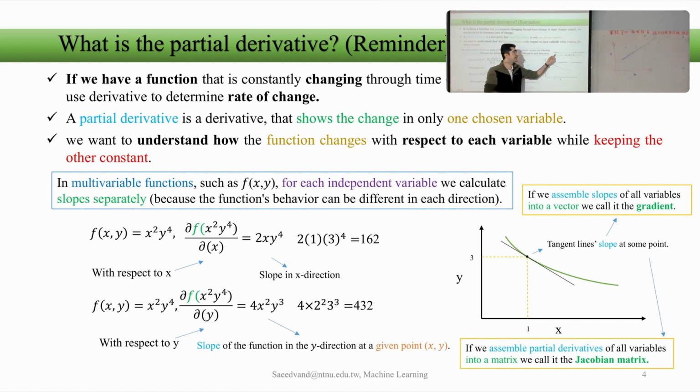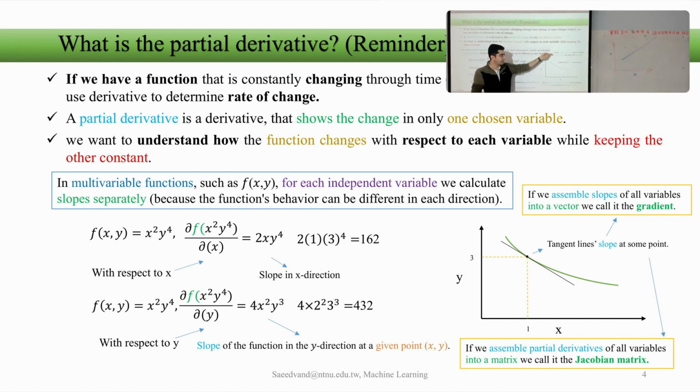So we say, okay, if we assemble the slopes of all variables into a vector, we call it the gradient. When you have a function, you can calculate partial derivatives with respect to each variable, right? One time x, one time y. If we collect them as a vector together, we call it the gradient. Clear? Now, a pack of those is the gradient.